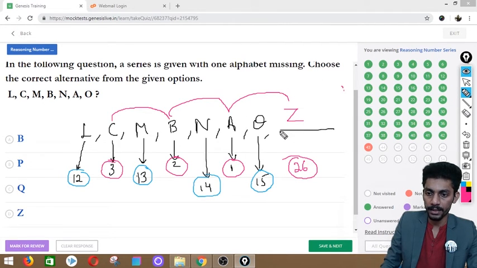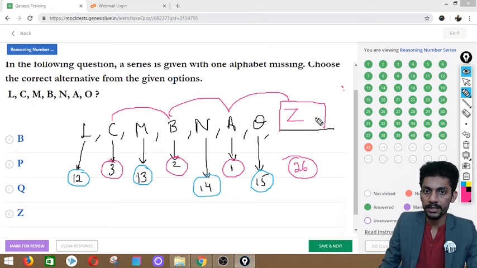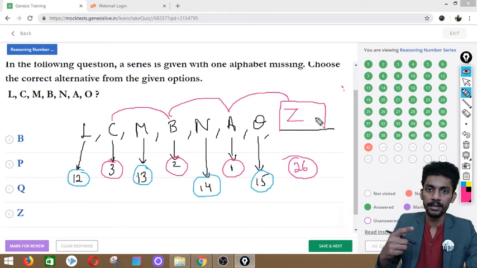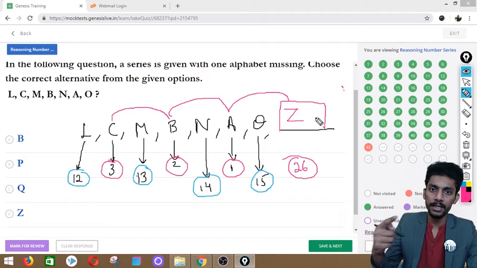So the cycle repeats again and again, because we have only 26 letters in the English alphabet. So it goes on repeating. Once A, B, C, D up to Z is done, again it is A, B, C, D till Z, again repetition from A. If you are going in reverse, D, C, B, A, again Z, Y, X, and so on.